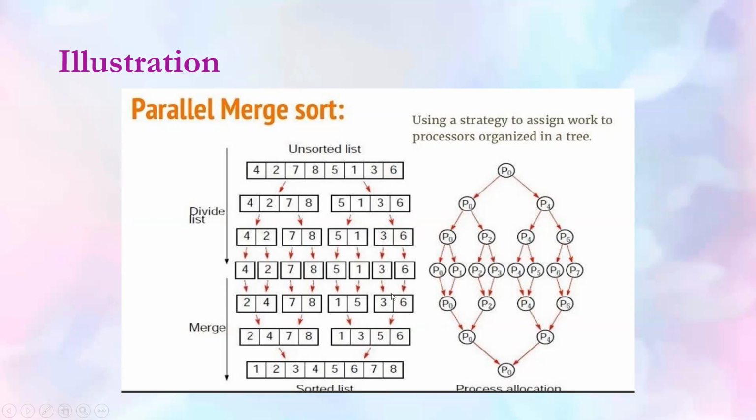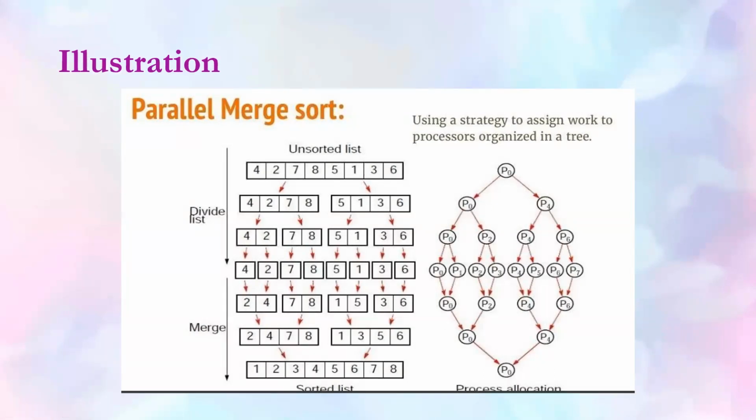At P6 I have 3 and 6. We have to start sorting it out because it is not sorted. So it becomes 1, 3, 5 and 6. At the final level, I'm going to combine these two, which becomes 1, 2, 3, 4, 5, 6, 7, 8. So what is the difference here?